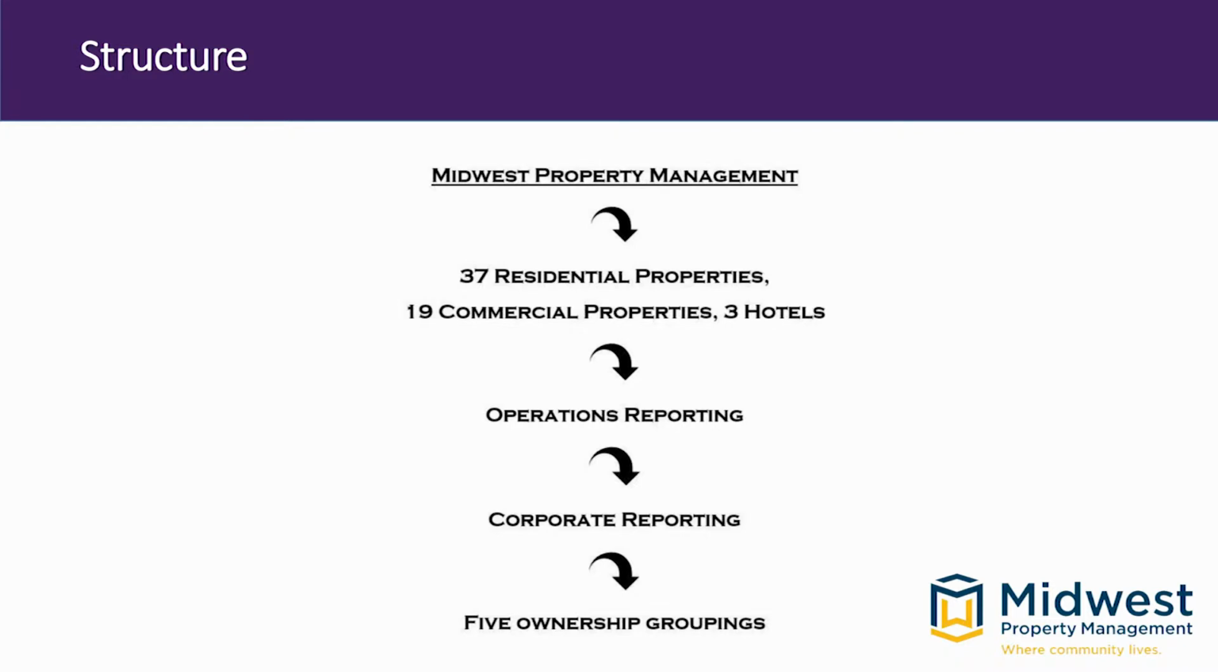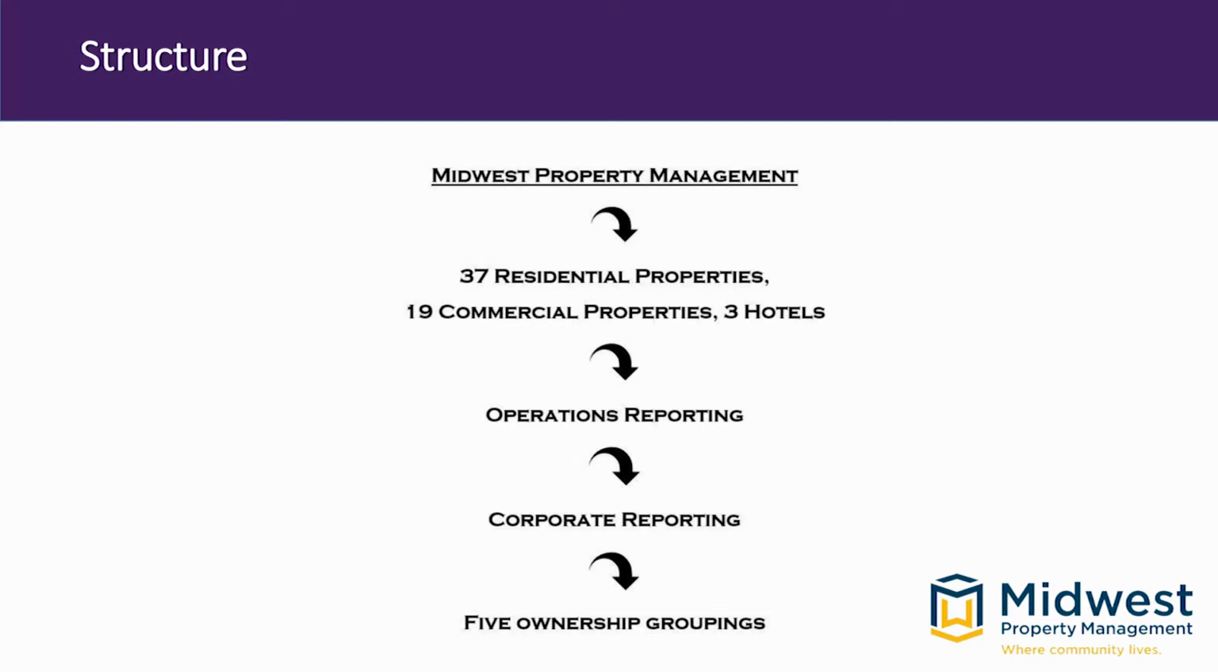So this is a high-level look at our org structure. We take care of 37 residential properties, 19 commercial properties, 3 hotels. They all have separate operations reporting, corporate reporting, and we have 5 separate ownership groups. And as anybody knows, everybody wants to see something very specific and in their own way, and some people think that certain numbers are more important than other people think. Some people like graphs, some people like pivot tables. And so putting together the information for everybody exactly how they want to see it is more than a full-time job. And we bought Spreadsheet Server in July of 2017.